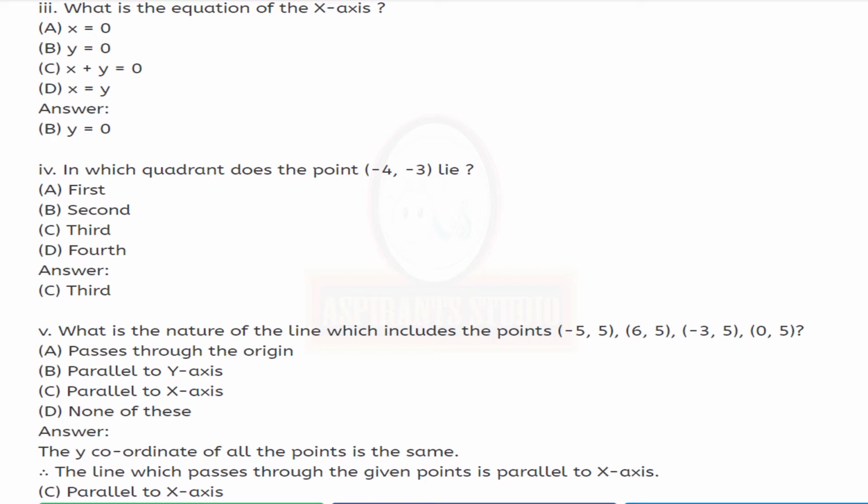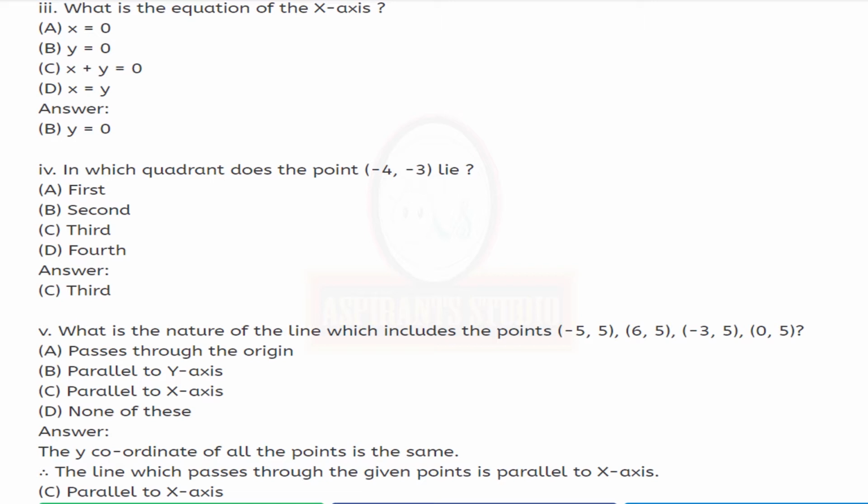In which quadrant does the point (-4, -3) lie? X coordinate is negative and y coordinate is negative. So the point lies in the third quadrant. So option C is the answer. Now fifth one.